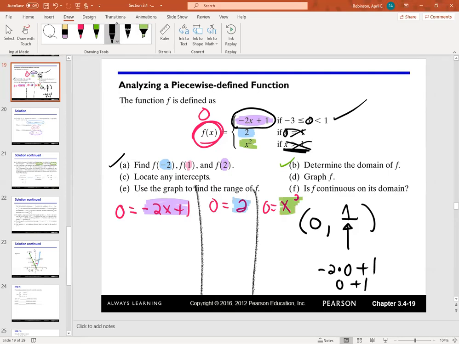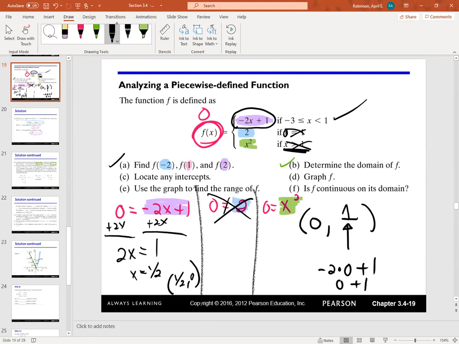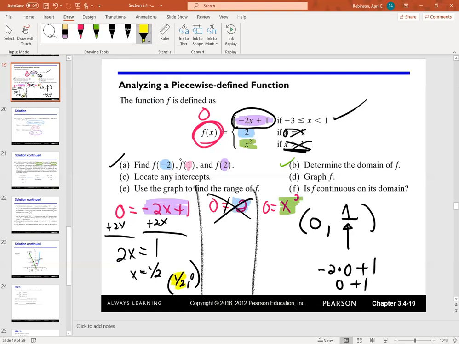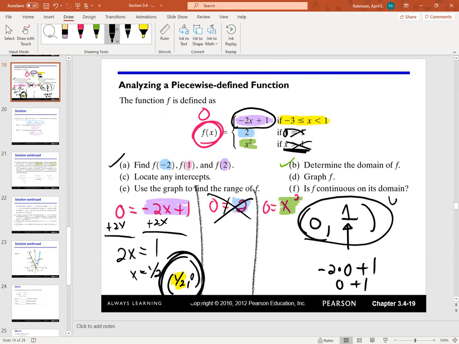Now, the one in the middle makes no sense because 0 does not equal 2, so that one's out. Here, I would actually add 2x to both sides. So I get 2x is equal to 1, and then I would divide by 2. So there's one of them, 1/2, 0. However, I got an x value of 1/2 for that function. I have to make sure that this 1/2 right here is in this interval. Does 1/2 fall in between -3 and +1? Yes, it does. So this is definitely an answer for one of my x-intercepts. And this is my y-intercept over here.